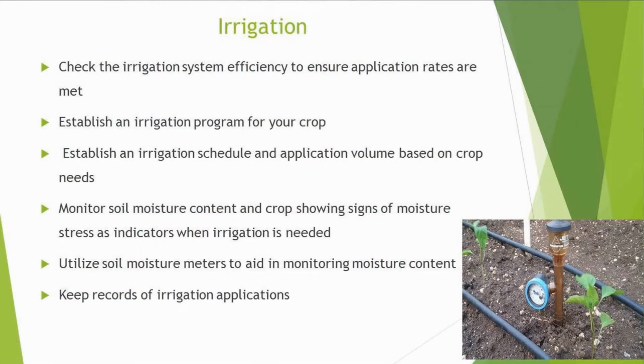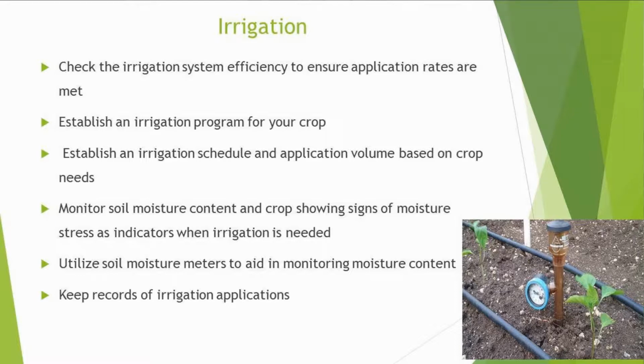Also be mindful of the pH of the water when you're applying, based on the chemical fertilizer you're using. Be mindful of the pH because some chemicals or fertilizer inputs require the water to be a certain pH. These things would affect the growth and performance of the crop. As I said, check the irrigation system to ensure application rates are being met.